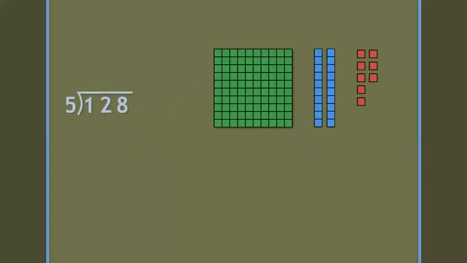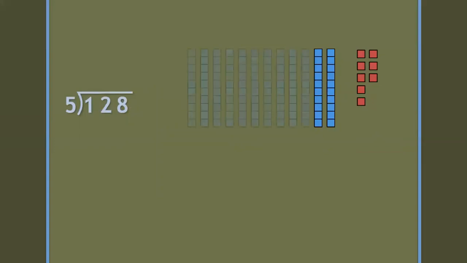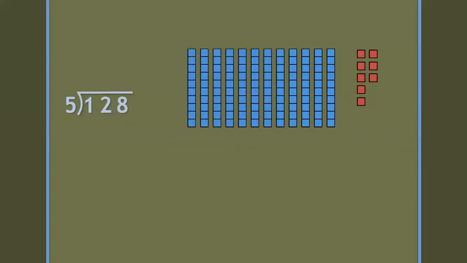Now we have here a 100 block, 2 10 blocks, and some single blocks, and these represent 128. And so we're going to divide the number 5, our divisor, into our dividend, 128. The way that we're going to do that is we're going to divide it all up. So first, we know that 5 cannot go into 1. So we're going to move over to the next digit and put 5 into 12. So 12 divided by 5 is 2.